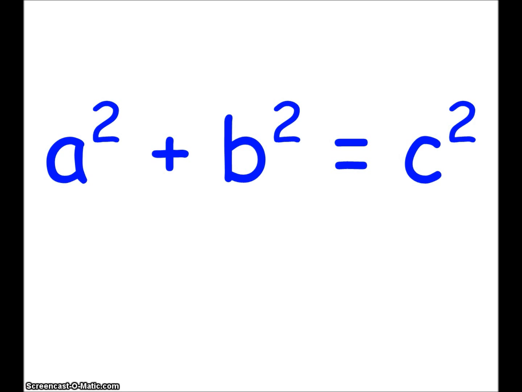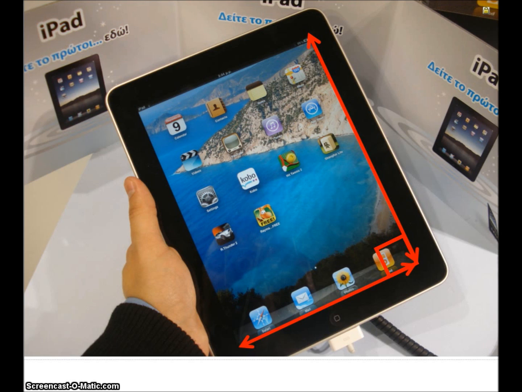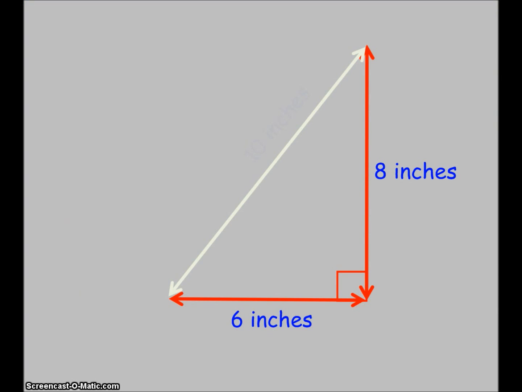And so we can use this to find the diagonals across our screen. Because if we know the two shorter sides, the length and the width, which are a lot easier to measure, then we can find out the diagonal length. In the case of our iPad, we have a width of 6 inches and a length of 8 inches. So let's calculate that distance across. If we label this side A, this side B, and our missing side C, we can work with that.